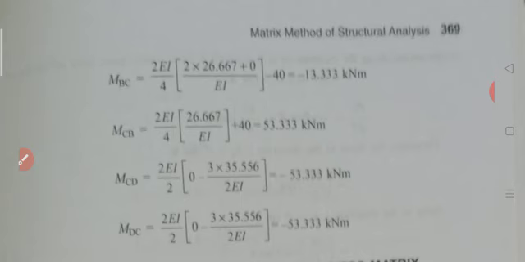Then finally, draw the bending moment diagram. You already know how to draw the shear force and bending moment diagrams with the help of these end moments, so try to solve it. Okay, thank you.